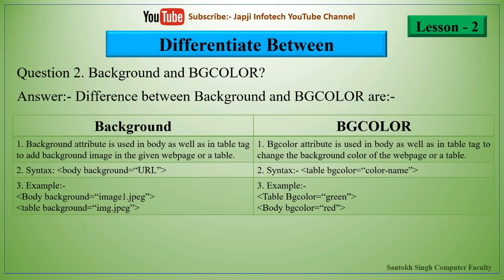Second point is, the syntax of background is left angle bracket body space background equal to, in double quotes, write the URL or path of the image, then close the right angle bracket. Whereas in BGCOLOR, the syntax is left angle bracket table space BGCOLOR equal to, in double quotes, write the color name, then close the right angle bracket. Similarly, both examples are given in the third point.